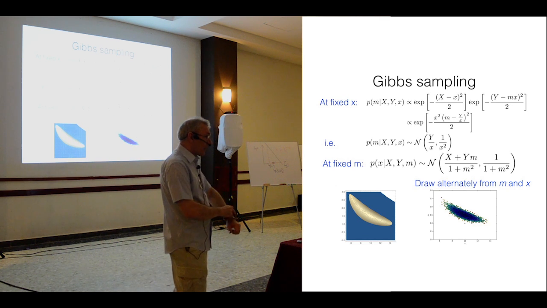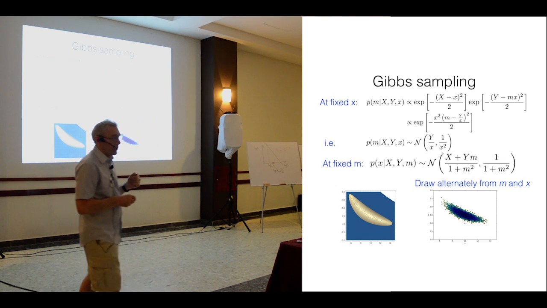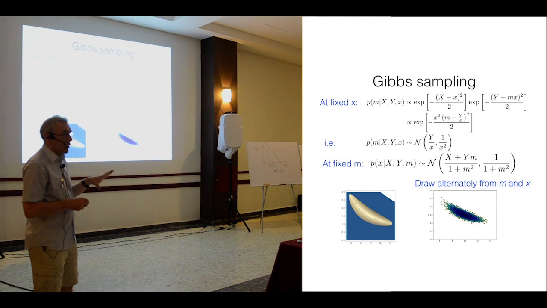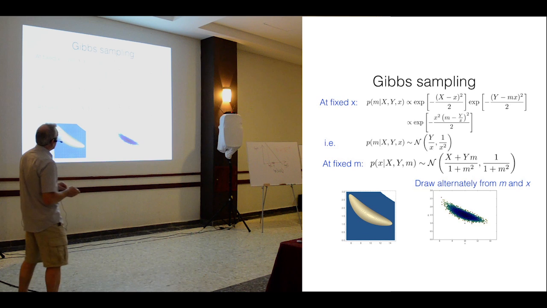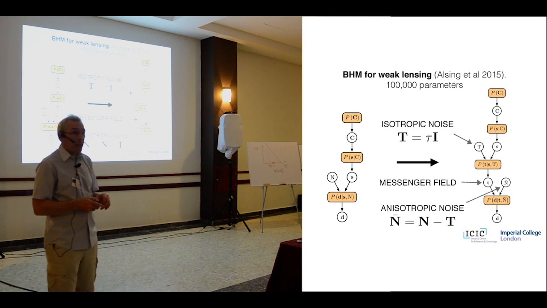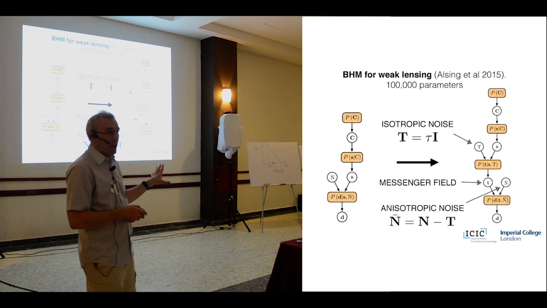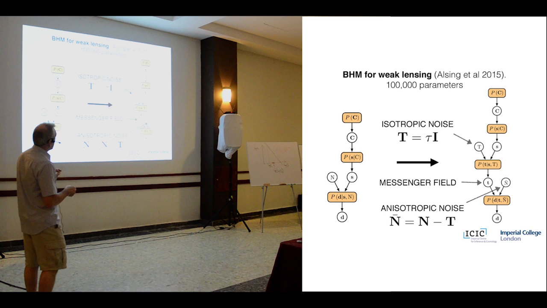Okay, let me finish by, so that gives you the idea of Bayesian hierarchical models where you divide the problem into steps. Let me just show you the sorts of things we do with weak lensing data and show you the hierarchical model that we have. It looks like this. We've basically divided the problem into steps. I'm not going to go through the details here, but the two elements that we're trying to get out of it are the power spectrum, or the map, which is C.